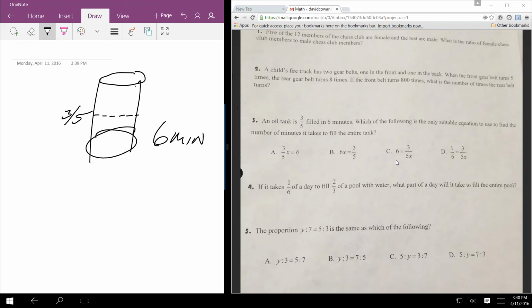6x equals 3/5. Well, let's put the x over here. What's this distance from there to there? If it's 3/5 on the bottom, that's 2/5, right? So what kind of ratio can I set up? I got a couple of choices. They're going to give us the same answer. Give me an equation where I can solve for x.